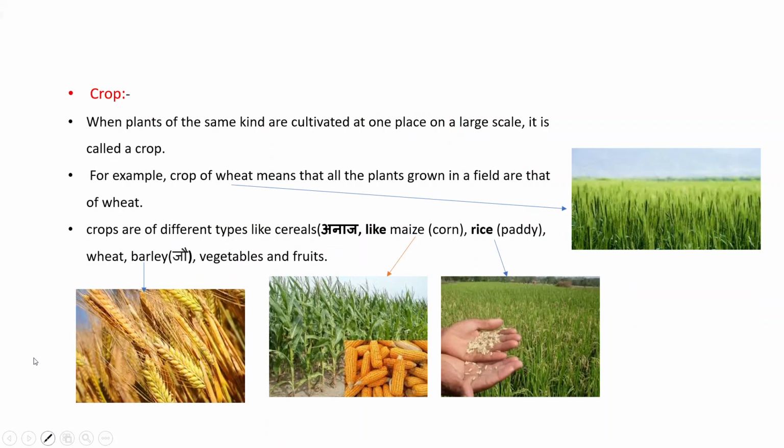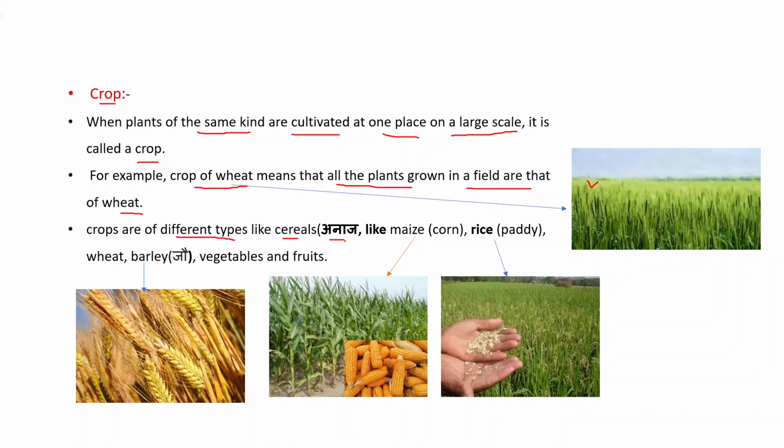First of all, what is the meaning of crop? Clear? When plants of the same kind are cultivated at one place on a large scale, it is called a crop. For example, a crop of wheat means that all the plants grown in a field are that of wheat, like shown in this diagram. Crops are of different types, like cereals.